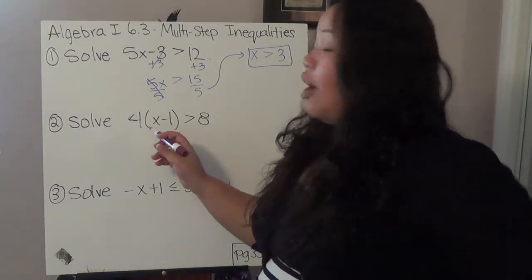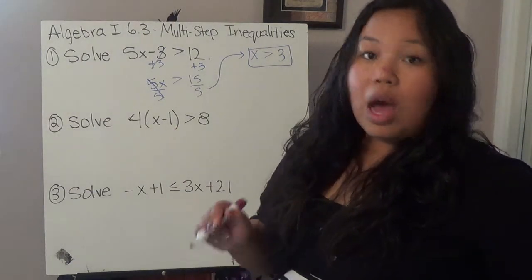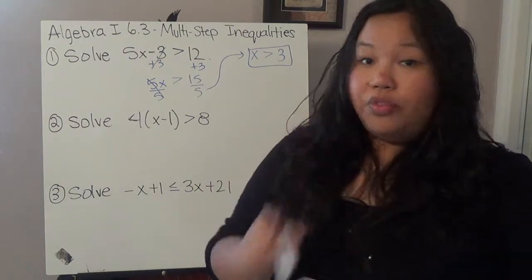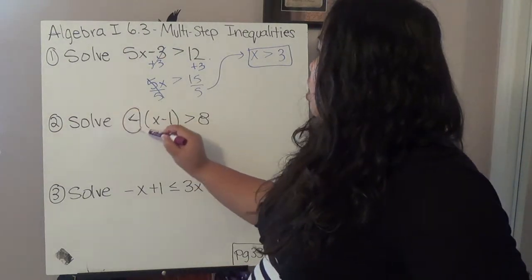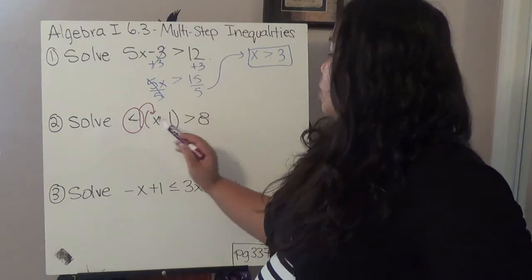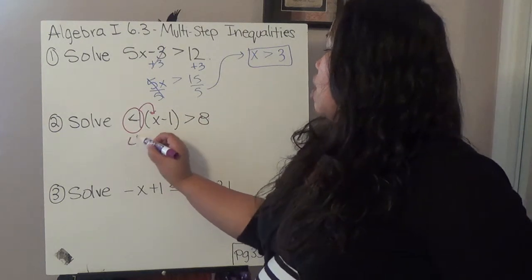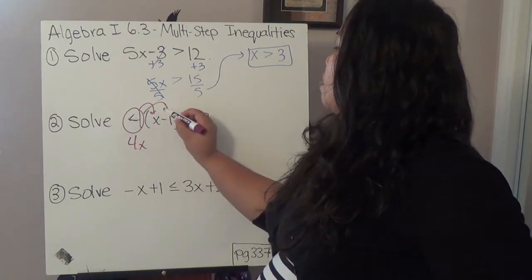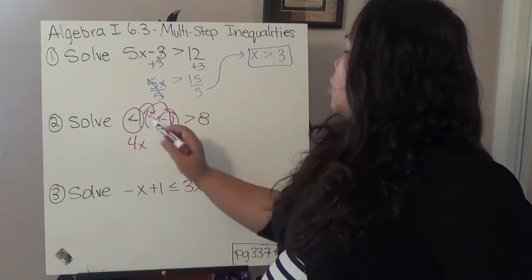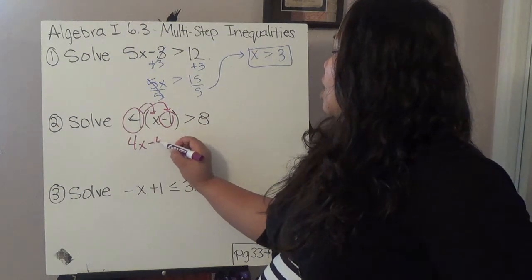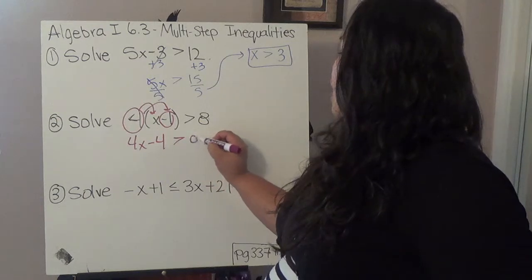In this case, I have to remember that with parentheses, we have to distribute first. So on number 2, we're going to take this 4 and distribute it to our x, so that gives us 4x, and distribute it to our negative 1. So 4 times negative 1 gives me negative 4 is greater than 8.